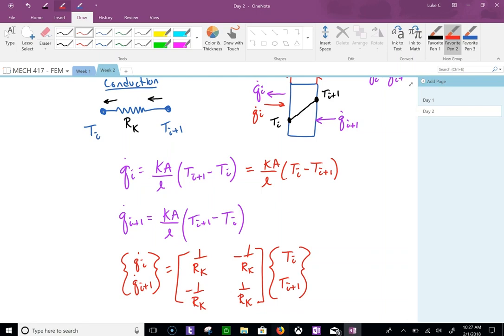All right. So does this work out? Q dot I equals T of I over R sub K minus T of I plus 1 times 1 over R sub K. Okay? So it does work.